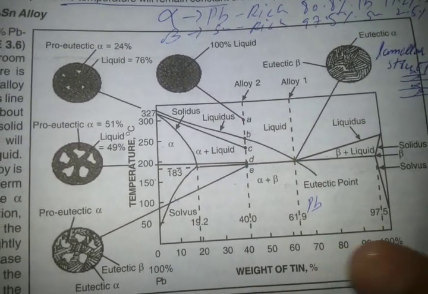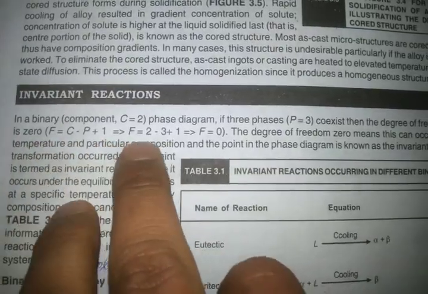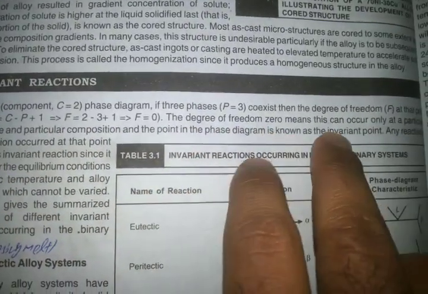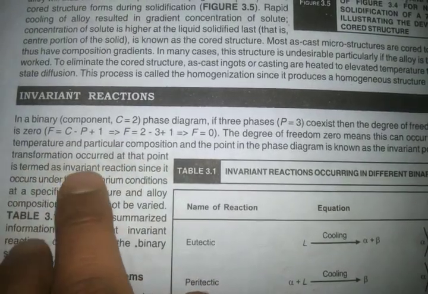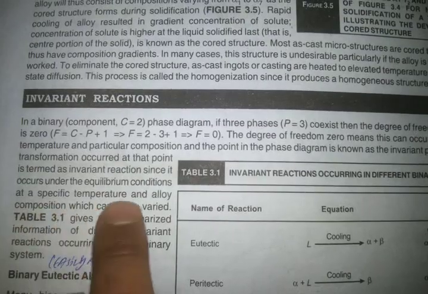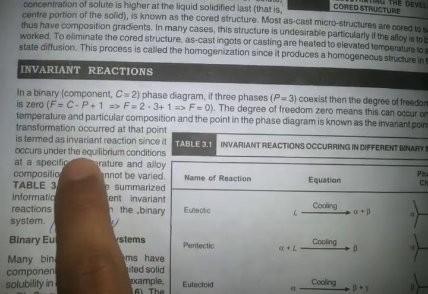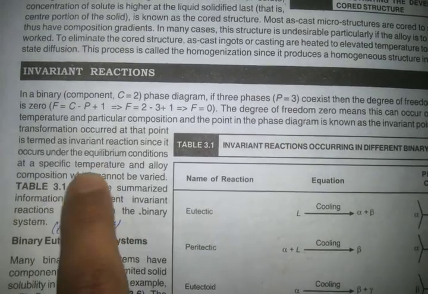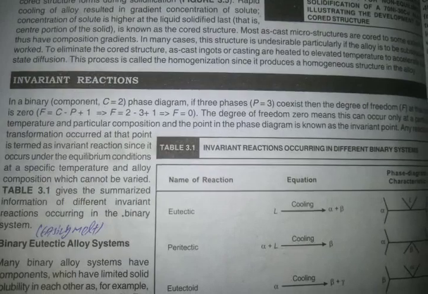So what does it result in? It results in that the degree of freedom 0 means this occurs only at a particular temperature and particular composition, and the point in the phase diagram is known as the invariant point. Any reaction that occurs at that point is termed an invariant reaction, since it occurs under equilibrium conditions at a specific temperature and alloy composition which cannot be varied. Therefore, the temperature and composition cannot be varied. So I hope that you understand the invariant reaction.